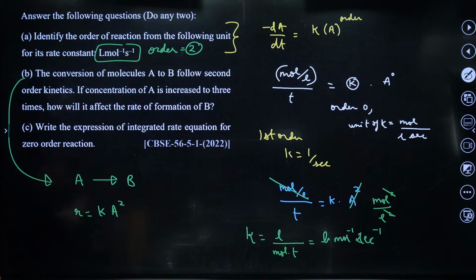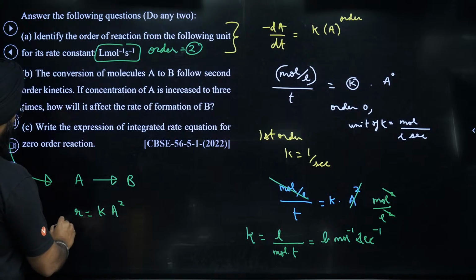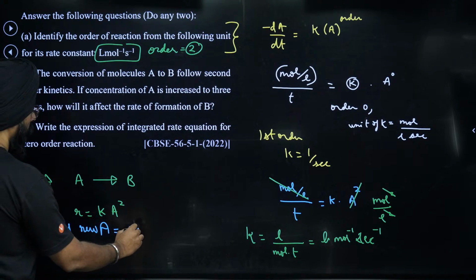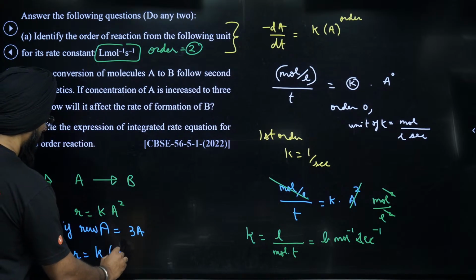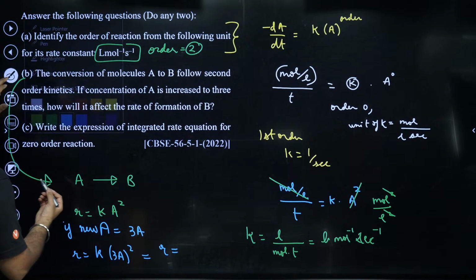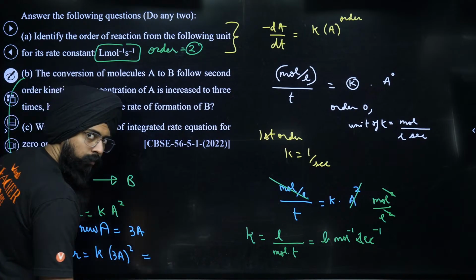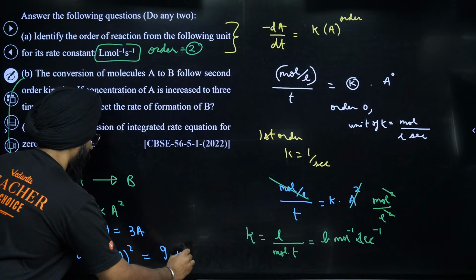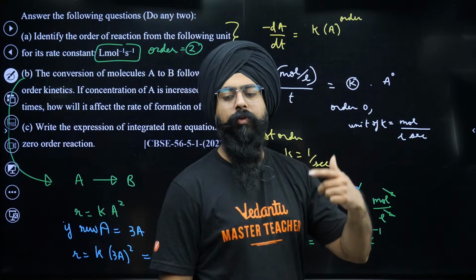What do you think, people? R is equal to K A square. So now, if new A is equal to 3 times A, I can say R is equal to K into (3A) square, which is equal to 3 square, you know what is 3 square? 9 times K A square. So the rate of formation of B becomes 9 times the original value.